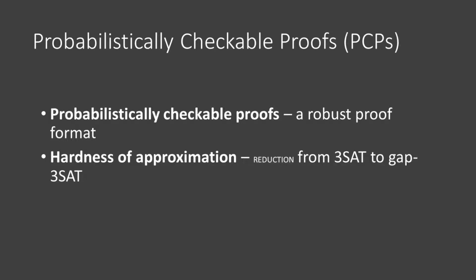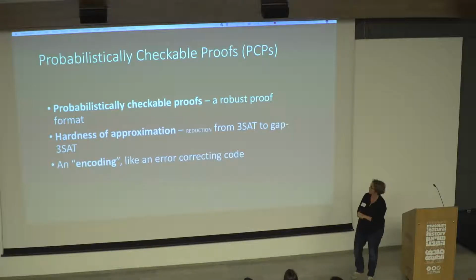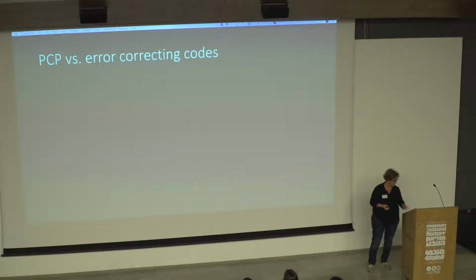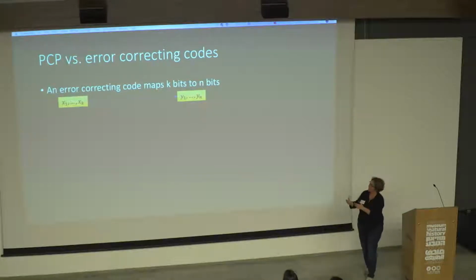PCPs, one way to think of them is a robust proof format that allows probabilistic checking. Another way is to think of them as a hardness of approximation reduction, transforming any 3-SAT instance to a gap 3-SAT instance. And the third way is like an encoding, like an error-correcting code. So let's think of a PCP as an algorithm that is like an error-correcting code.